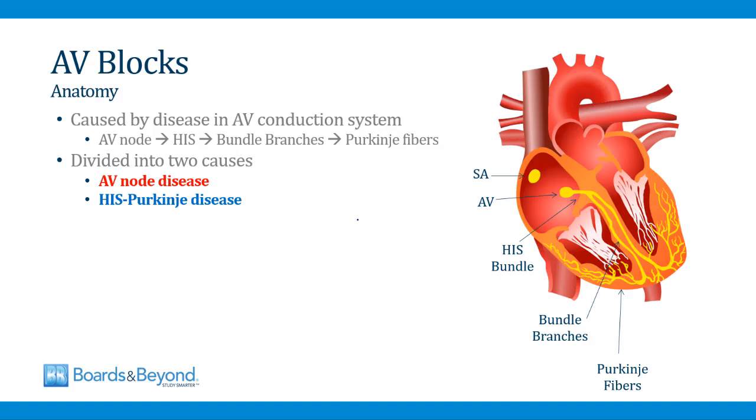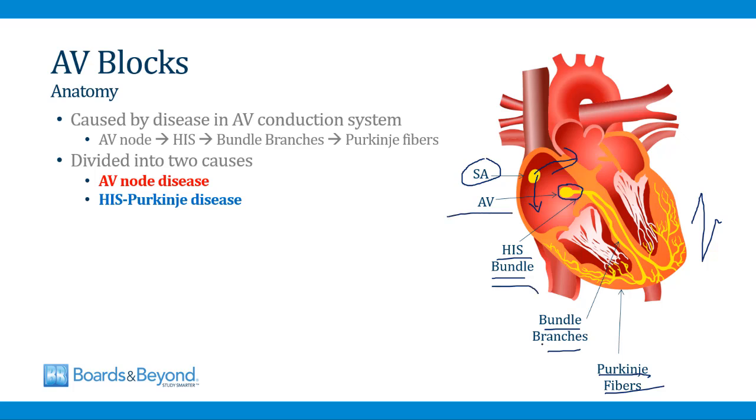Let's go through a brief review of the anatomy of electrical conduction in the heart. So the SA node is the pacemaker of the heart, which generates electrical activity. That electrical activity travels through myocytes in the atria, and then it's all funneled through the AV node. After it goes through the AV node, it goes to the His bundle, and then to the bundle branches, finally to the Purkinje fibers, and from there into the ventricular myocytes, which causes them to contract and generates the QRS complex.